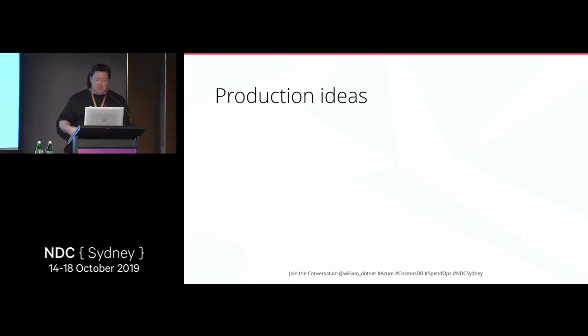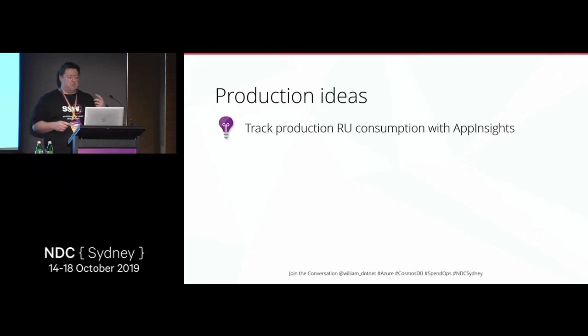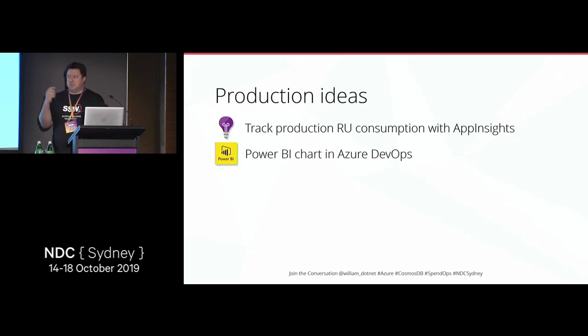Now, for the production side of things, we've got a few ideas. We can track all our RU consumption with the same bits of code, or the same instrumentation, as for our tests, and put that into App Insights, for instance. It's got a very nice query engine, so whenever we need information, we can pull it down, chart that, and put that in Azure DevOps, for instance. So we always have a view in production of what's happening.